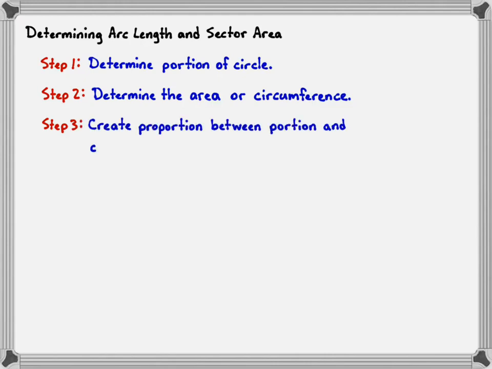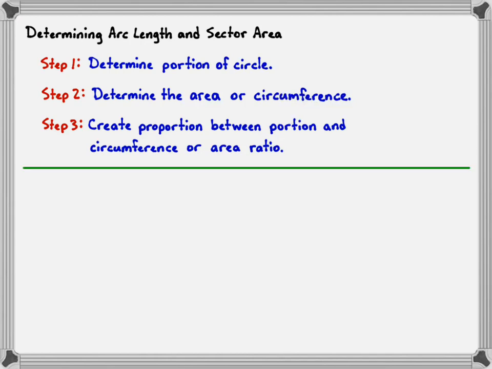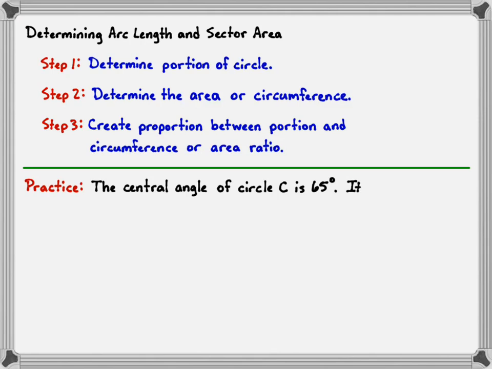Step 3 is you're going to create a proportion. So that means you're going to set up two fractions that are equal to each other. The first fraction is going to be the portion that you had, and the second fraction is either going to be related to the area or the circumference. Remember, it's always the part over the whole. And then from there, you would just cross multiply and solve. Let's go ahead and take a look at another problem to make sure we're good with this.